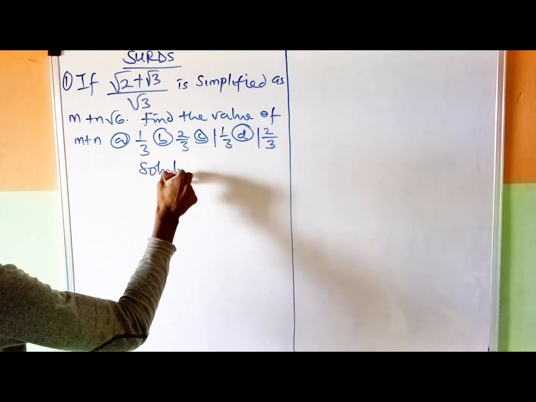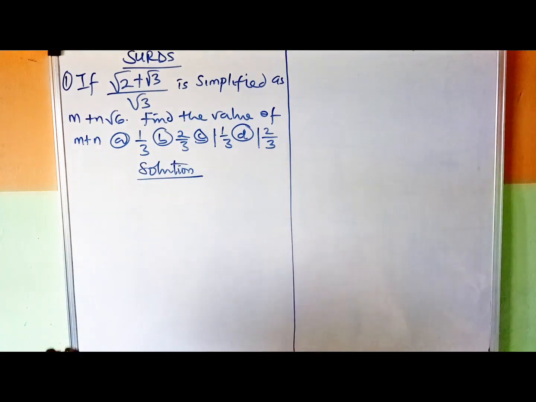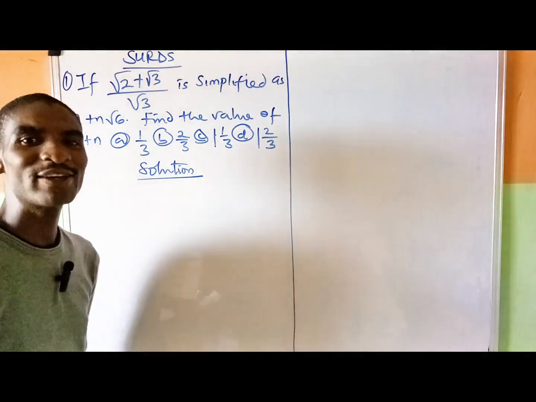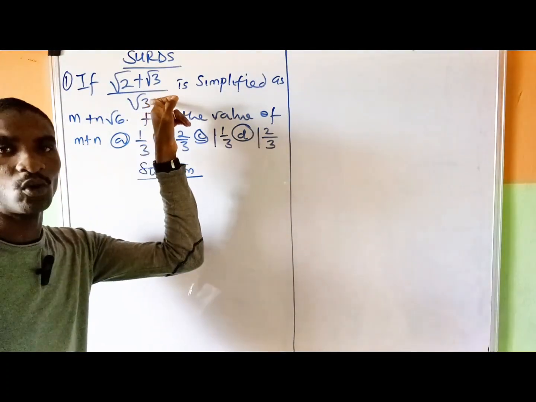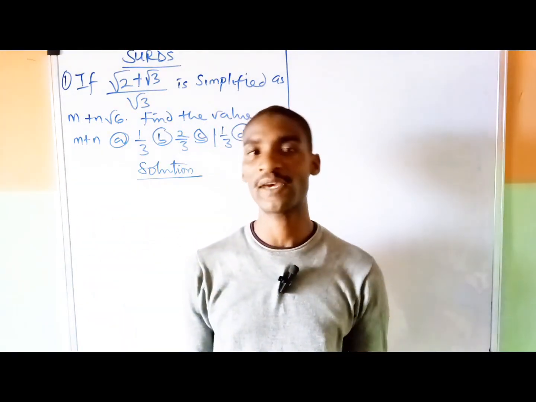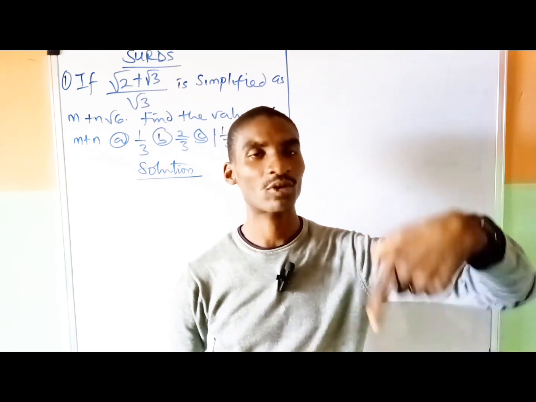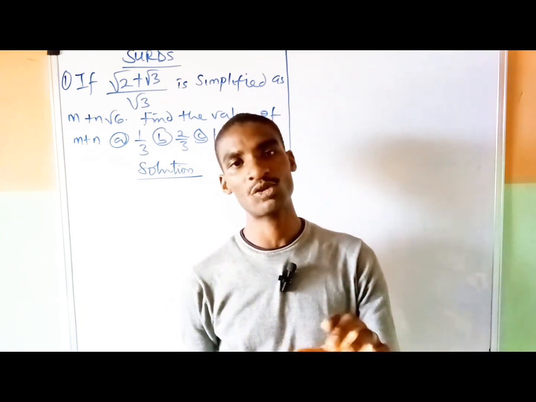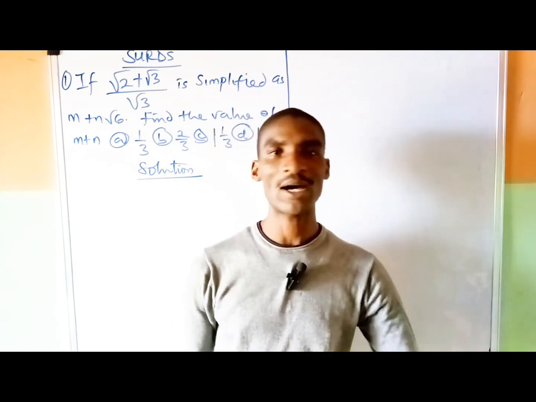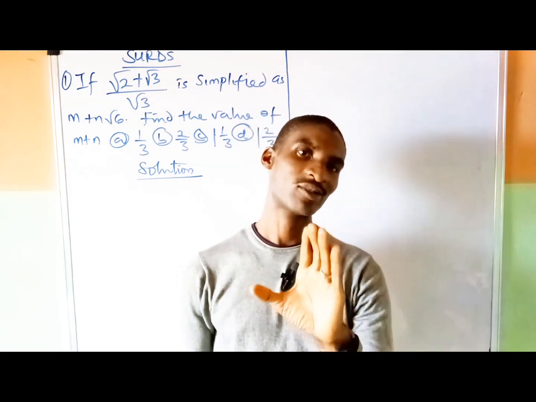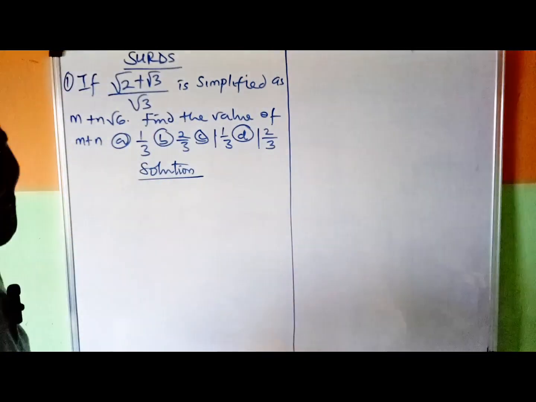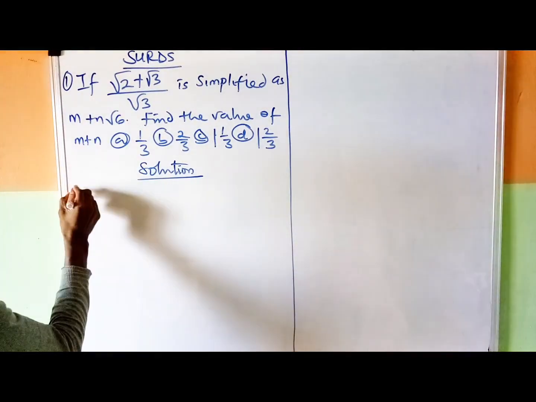Very simple. The first thing you want to do is, anytime you have a denominator that has a square root, you don't leave that value like that. You rationalize the denominator. Rationalize means you remove that square root and convert it to a value without a square root. So if you look at this, you have to rationalize this denominator. So let's see how we're going to do that.